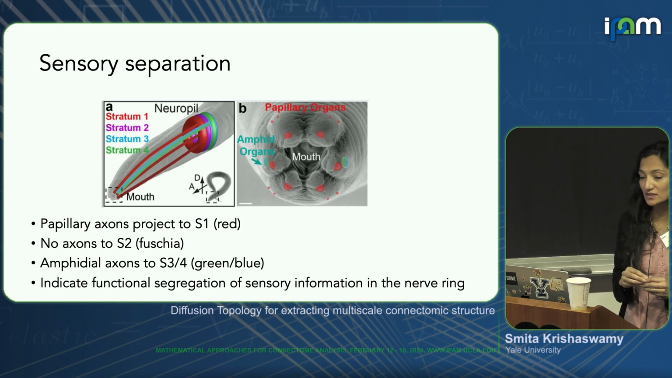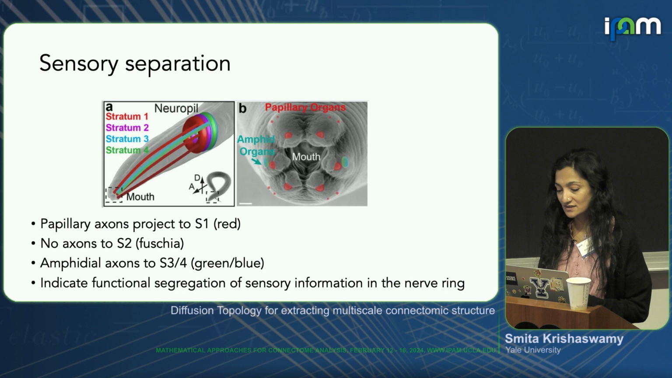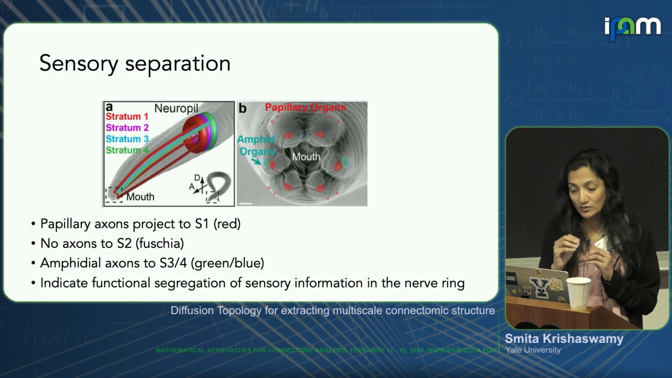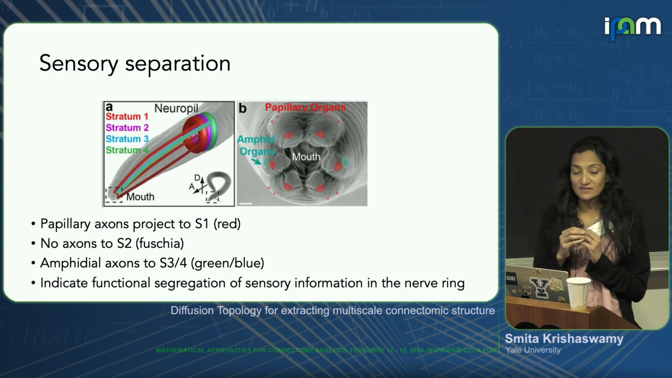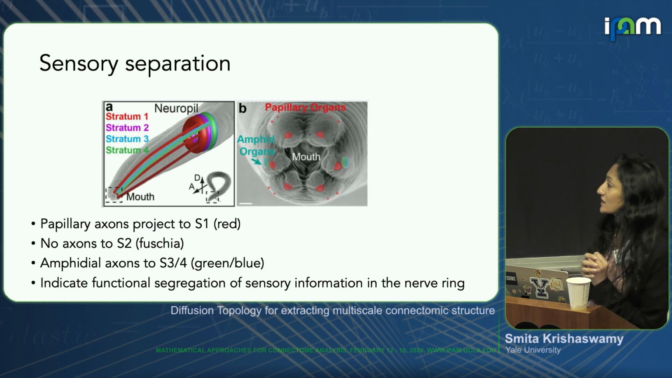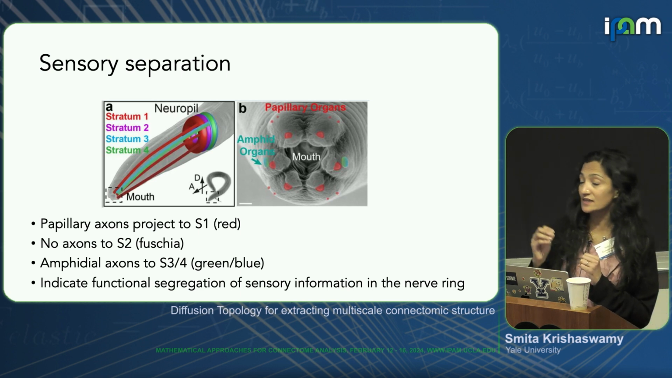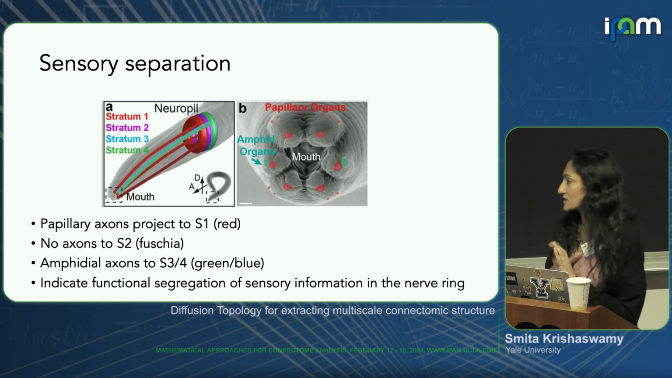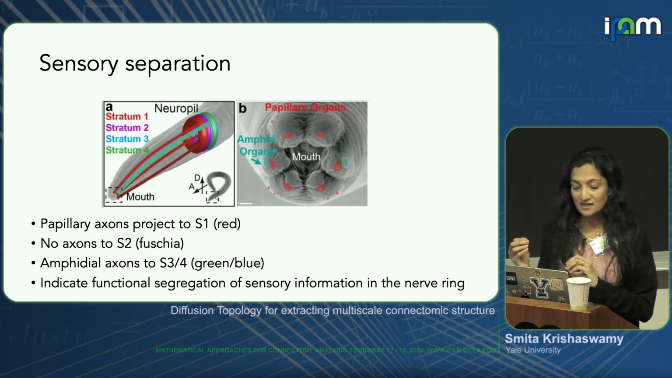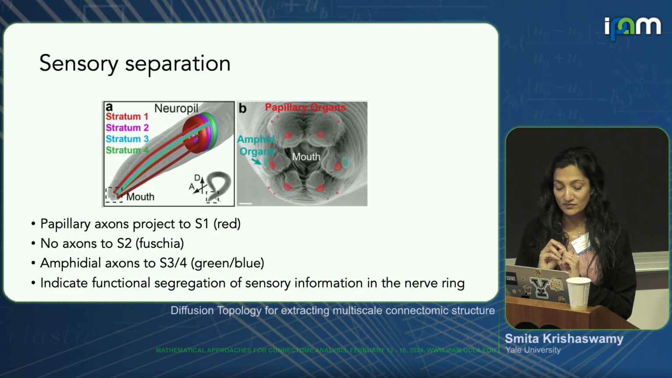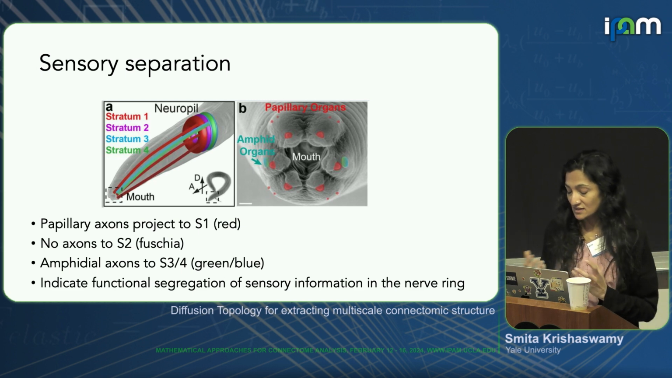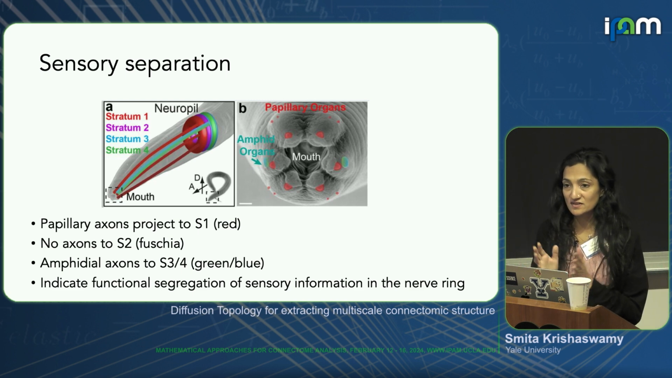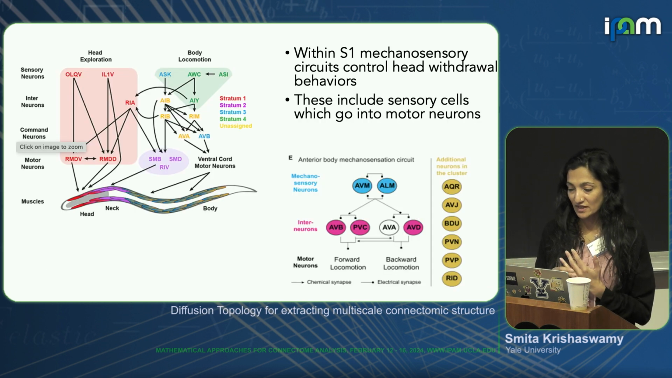So then they looked at the axons that are leading from basically the mouth of the worm. And there's 2 kinds of axons, papillary axons and amphidial axons. And they saw that these separate. Strata 1 gets the projections of the papillary axons. Strata 2 has no axons projecting, and strata 3 and 4 have amphidial axons. So there is some separation of sensory information between these 2. So there's also sort of a functional separation.